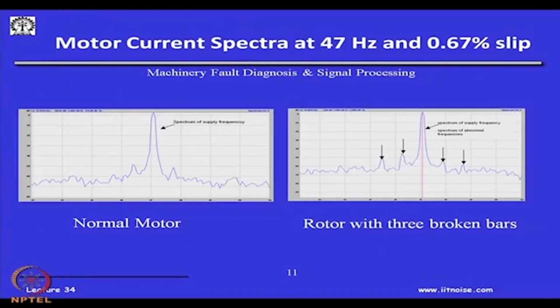So, in this example here in the laboratory, what we did is we ran this motor through a VFD drive, not at the 50 hertz power supply, but at 47 hertz in a variable frequency drive with 0.67% slip. If you see a normal motor, there are hardly any side bands. These are the side bands which are showing up at 47 hertz. And once we have 3 broken bars, you can see these are the values of the key. These side bands will increase, and you can see in decibels that the peaks are going to increase, which are the telltale signs that the rotor bar has failed.